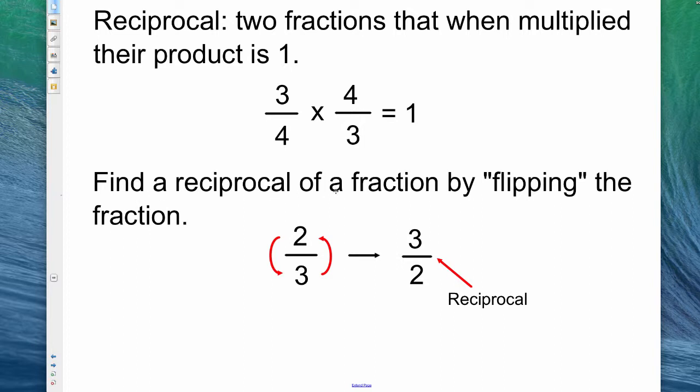Now to find a reciprocal of a fraction, you flip it. So if I have 2/3, I flip it upside down and it becomes 3 over 2. If I multiplied these two together, I would get 1. So the reciprocal of 2/3 is 3 over 2.